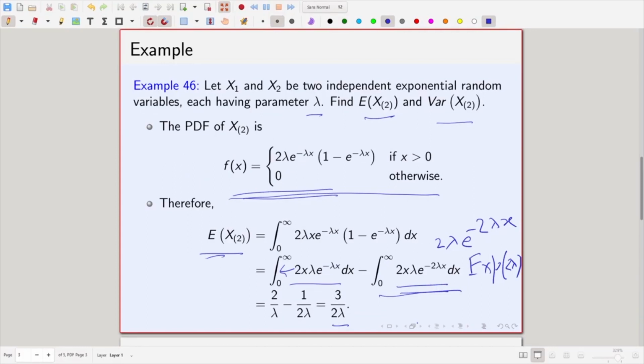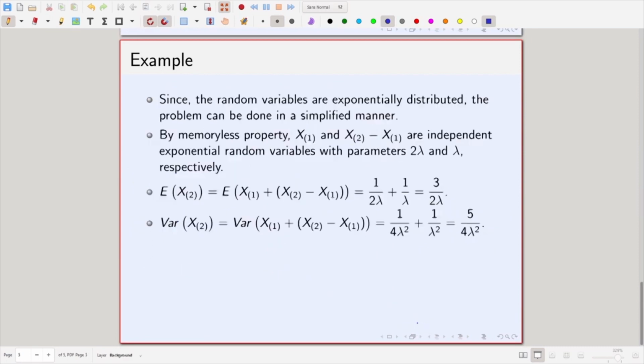So here I use those facts, the mean of exponential and the second moment of exponential, but if you don't remember all those things, you'll have to work out all these integrals. But since the random variables are exponentially distributed, the problem can be done in a simplified manner. So again, that is because it is exponential. Instead of exponential, if it was something else, then the first method, the way we calculated, that's the way to do it. But since exponential is special, and the problem is for exponential random variables, we give a second method, which you will see is a much simpler method to calculate mean and variance.